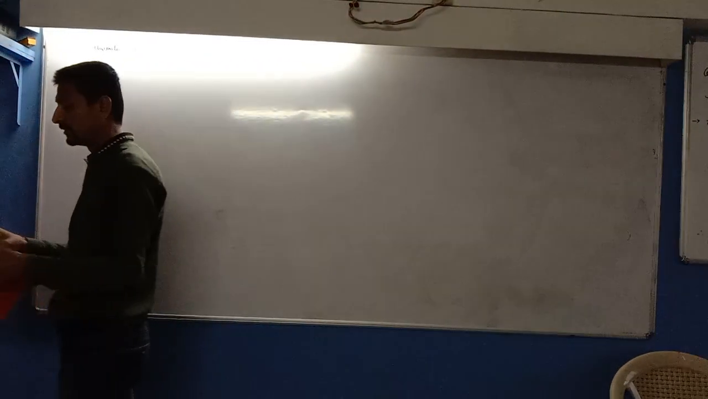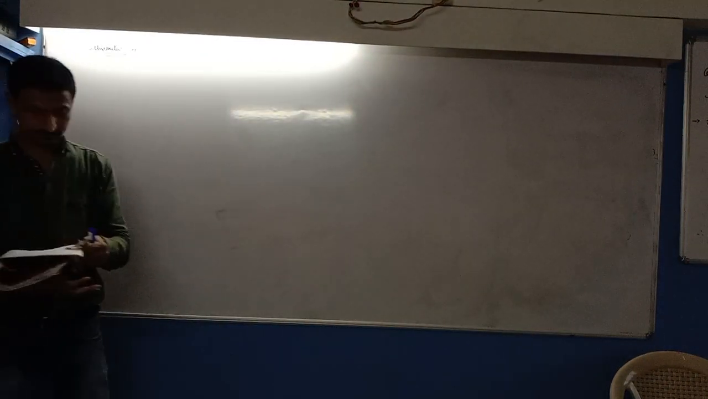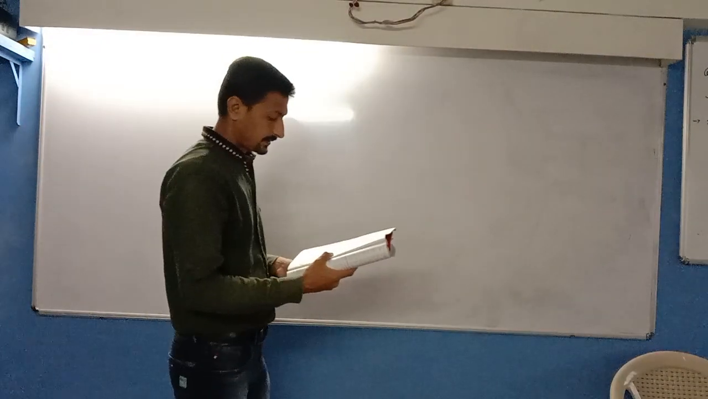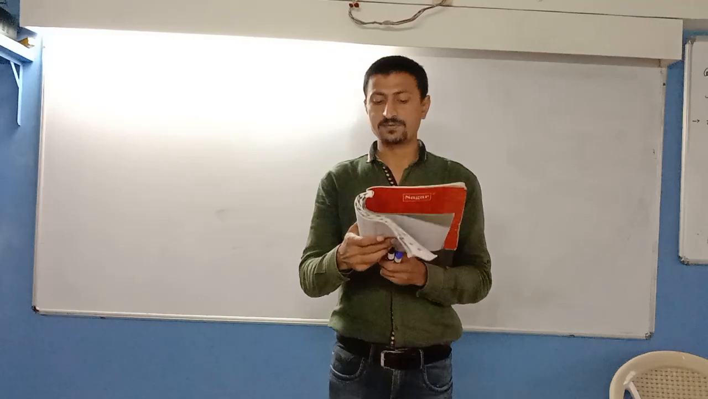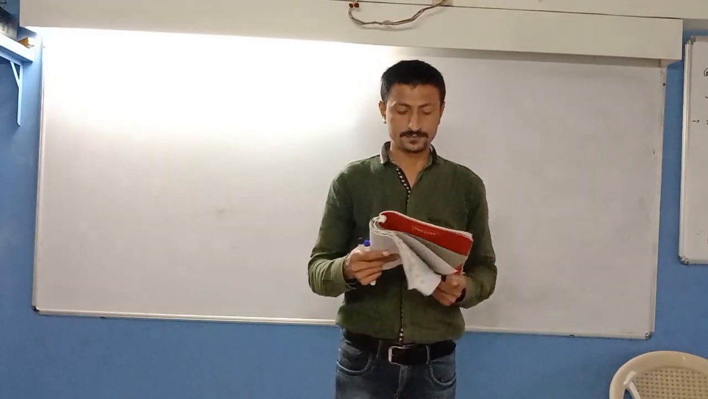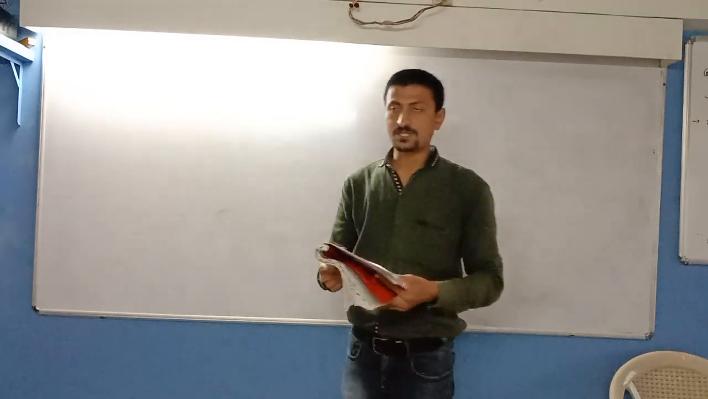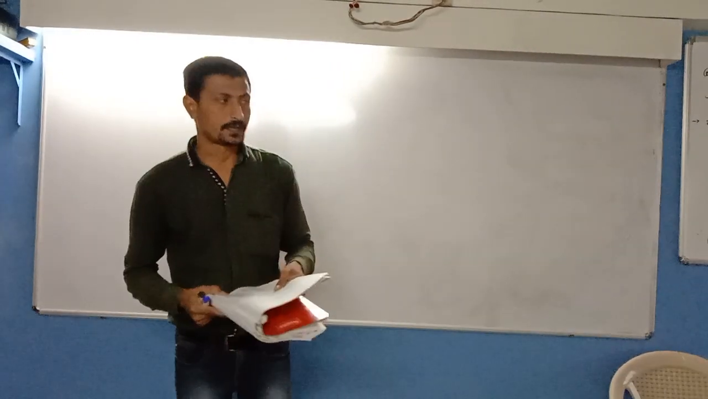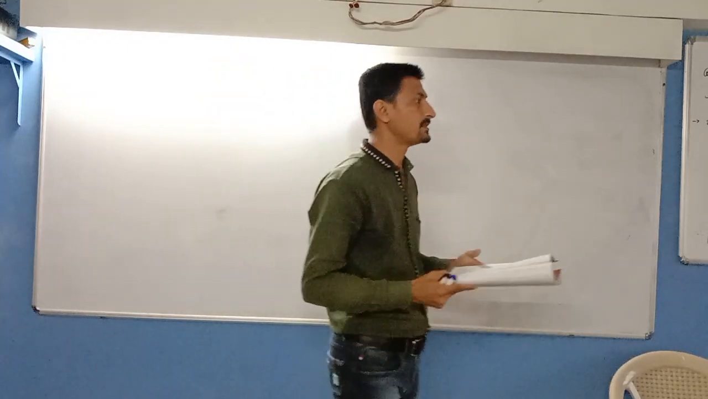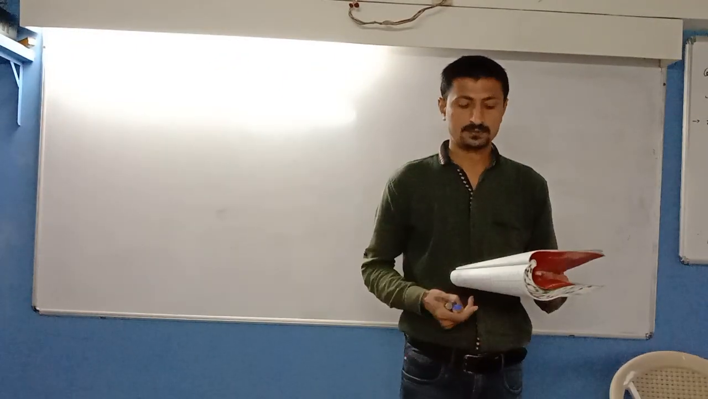Now next, illustration number 4. The data about per month closing price of sale of a company in the year 2014 are given. Compute the changes index number from this data. You can underline: changes index number.